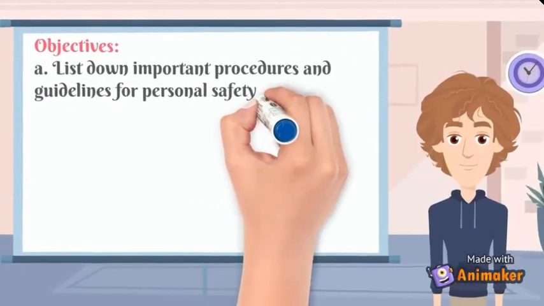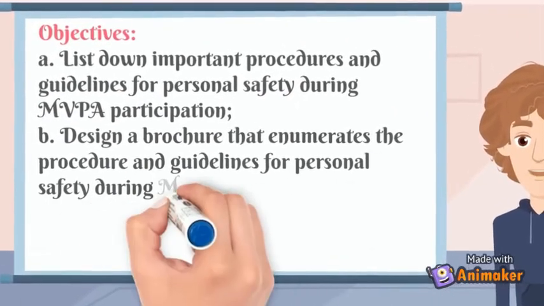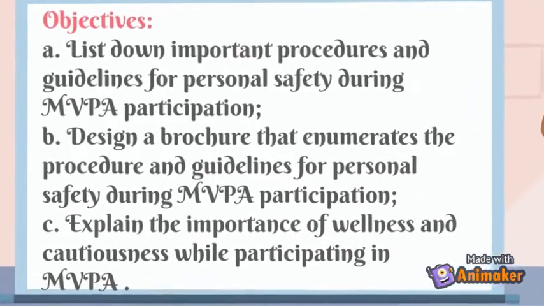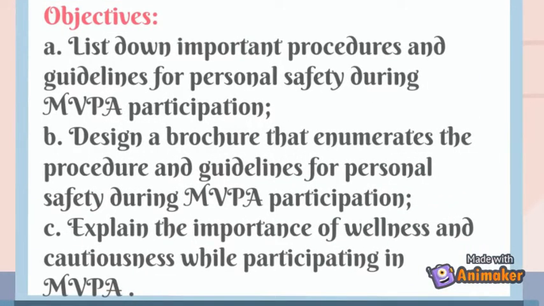Lesson objectives. First, list down important procedures and guidelines for personal safety during moderate to vigorous physical activities participation. Second, design a brochure that enumerates the procedures and guidelines for personal safety during moderate and vigorous activities participation. Third, explain the importance of wellness and cautiousness while participating in moderate to vigorous physical activities.